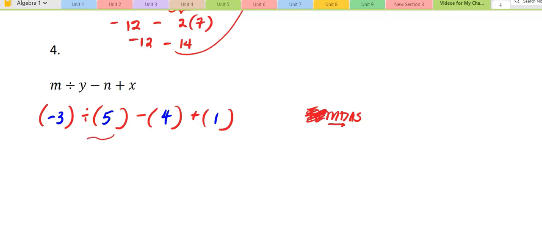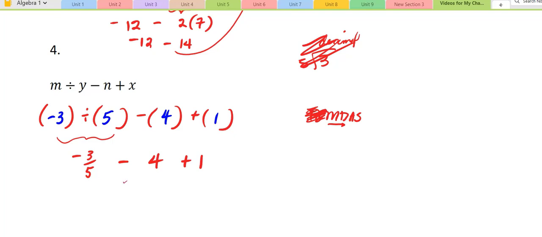Here we go. This one is divide. I do it. So what is 3 divided by 5? Well, it doesn't go in evenly, so I'm going to leave it as 3 divided by 5 as a fraction. I'm not going to make it a decimal, so I'm just going to leave it as a fraction. Now I'm going to recopy everything else. Okay. Now, the next thing in line is subtraction and then addition.